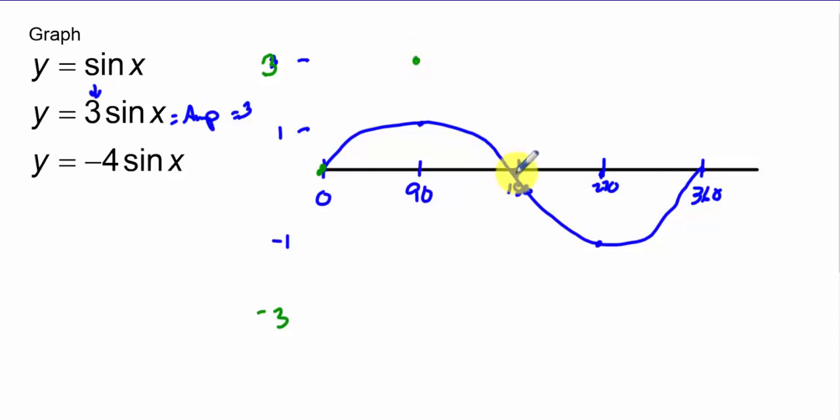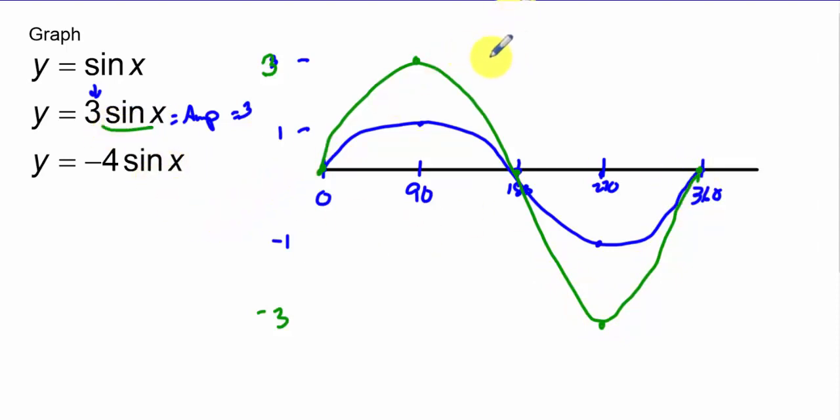The y values for each of these are going to be multiplied by 3. When I multiply 0 by 3, I get 0. 1 by 3, I get 3. -1 by 3, I get -3. So this is my green graph for 3 sine of x.